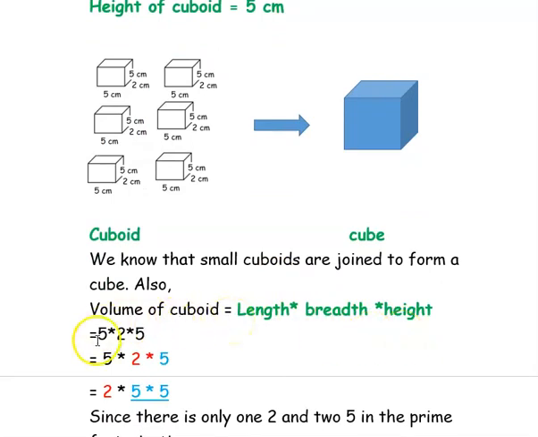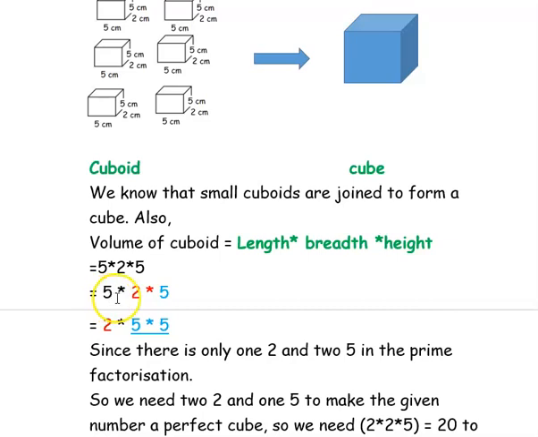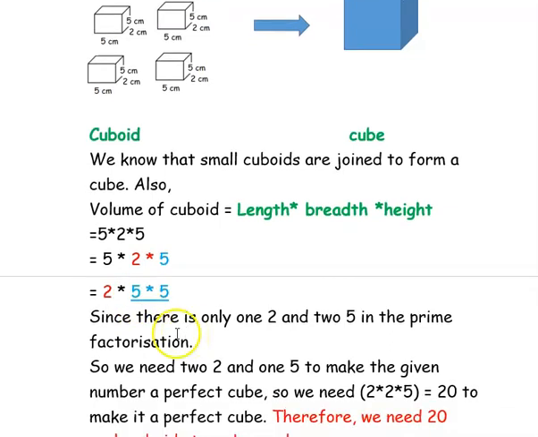Now, we will substitute the length, breadth and height. So, it's 5 into 2 into 5. Okay. So, now we will group in terms. So, only one 2 is there. So, I have written it here. And then 5 we have two, so I have written 5 into 5. So, here there is only one 2 and two 5's in the prime factorization. But we know that for a number to be a perfect cube, each factor should appear 3 times. But here 2 appears only 1 time. So we need 2, 2 and the 5 appears only 2 times.